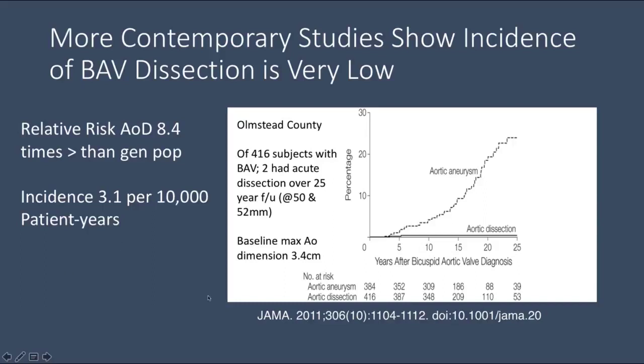The other point I like to make about this study is that most of these individuals were diagnosed at a very young age. I think the mean age in this study was about 30, and their aortic dimension at the time of diagnosis was normal, 3.4 centimeters. The other point is that this patient population was carefully followed and surveyed, and as soon as they met the guideline parameters, they would get aortic repair. So this is really an on-treatment dissection rate. Nevertheless, it's still quite low.